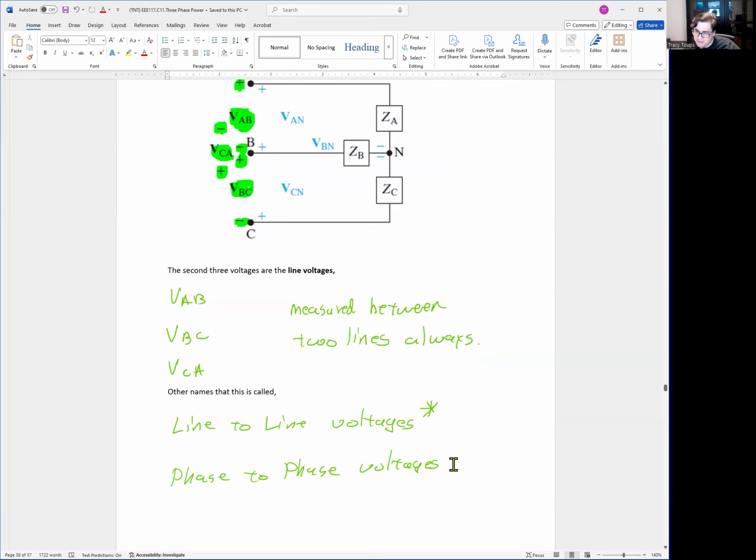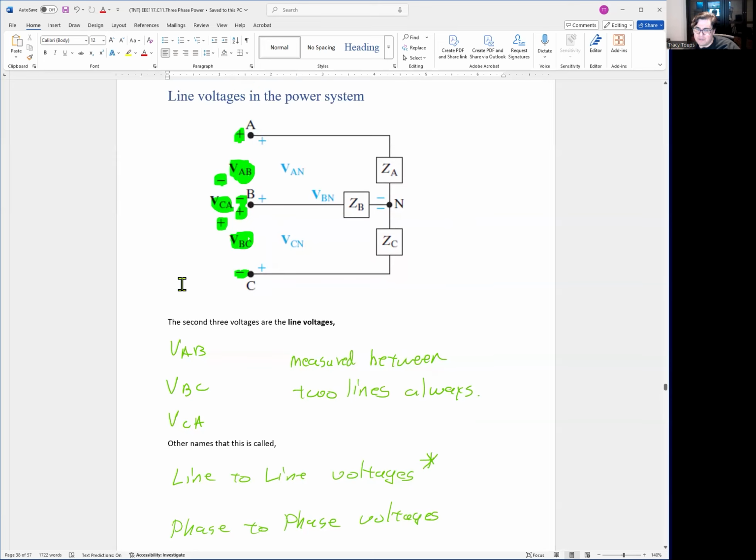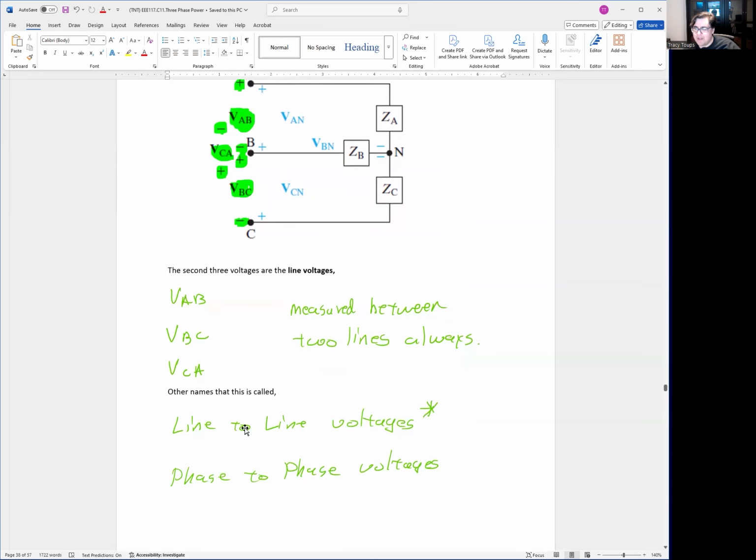incorrect. Okay, phase-to-phase voltages don't really make much sense, because when you say phase voltage, you're typically looking at the load side, right? But we're mainly talking about voltages in the power system. I would opt to use line-to-line voltages if I were you. But if somebody says phase-to-phase voltage, there's a very high chance they probably meant line-to-line voltages.